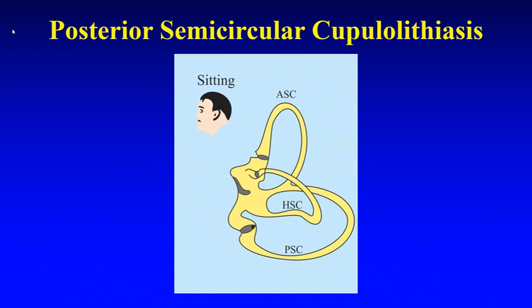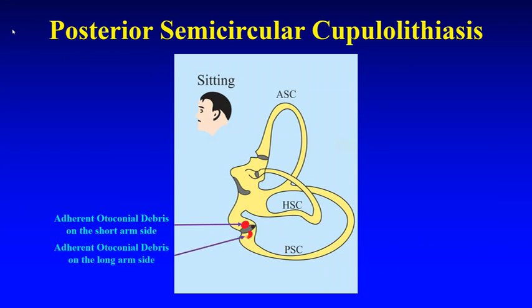The otoconal debris, which normally remains embedded in the utricular macula, gets disengaged and becomes adherent to either the short arm or long arm side of the posterior semicircular cupula.